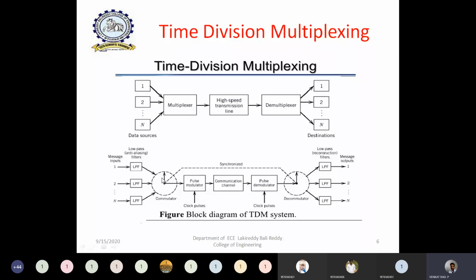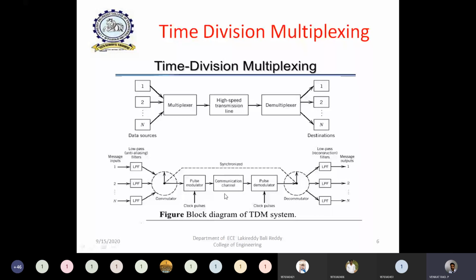After the sampling process, the sampled signal can be transmitted as a PAM signal, or in place of this pulse modulator, we can use pulse code modulation also. That means in order to transmit this multiplexed data in a communication channel, we can use different modulation techniques. Here the multiplexed data is already coming after the commutator, but to transmit it in the channel, we must make that signal suitable for the channel by using pulse amplitude modulation or pulse code modulation.